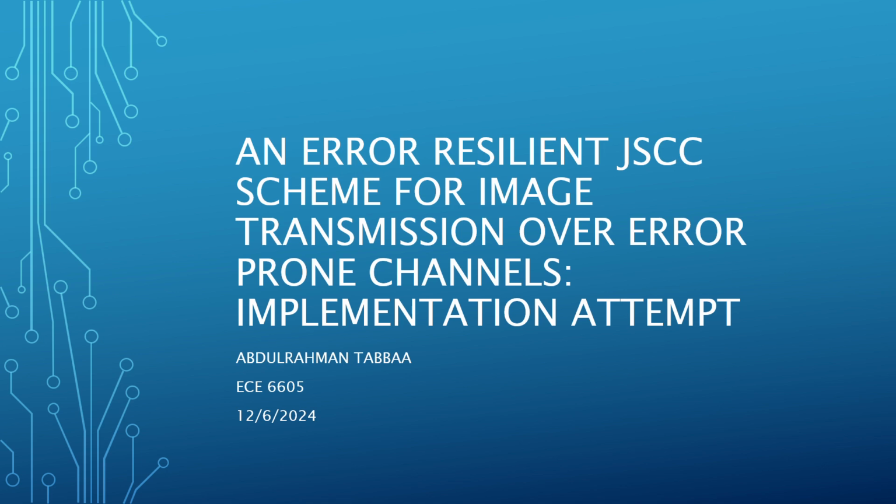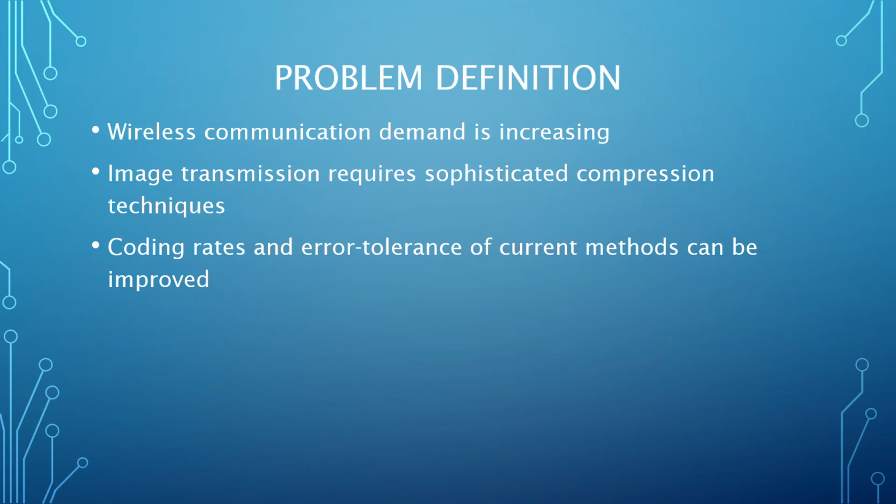My project is an attempt at implementing an error-resilient JSCC scheme for image transmission over error-prone channels. So now, why do we need this? Well, the demand for wireless communication is increasing, and with that, the demand for image transmission over those wireless channels. Although current coding schemes and error tolerances are great, there is room for improvement, of course, and these schemes will need to be improved if future demands are to be met.